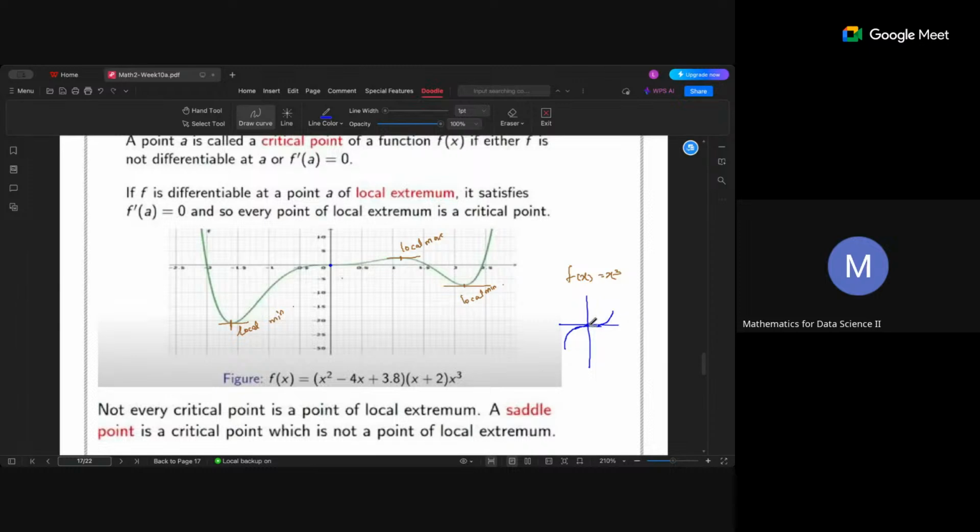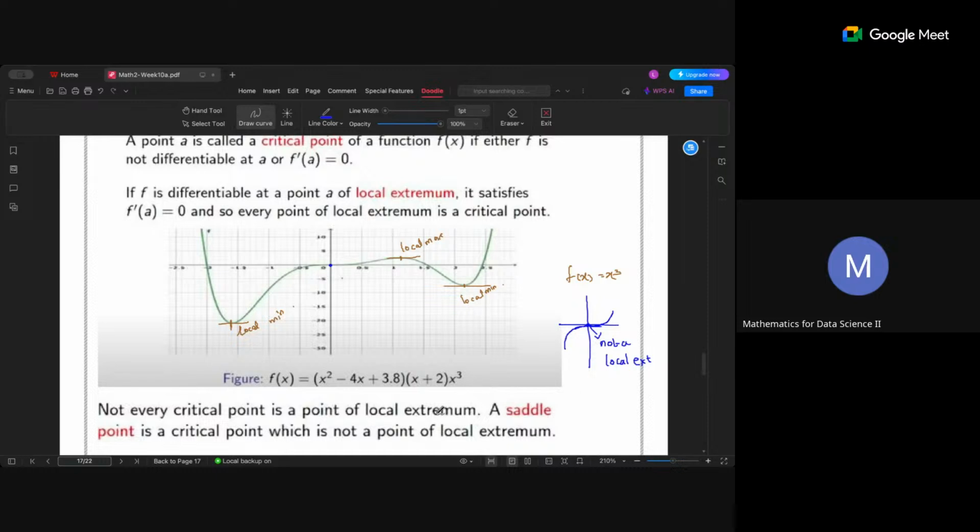But this point is not a local extremum. Neither a local maximum nor a local minimum, right? You can clearly see that. To the left, all the points have values less than 0, and to the right, all the points have values greater than 0. So there is no interval in which this point is maximum or minimum, right? So this point is called a saddle point. So what is a saddle point? Does everyone understand? Yes.